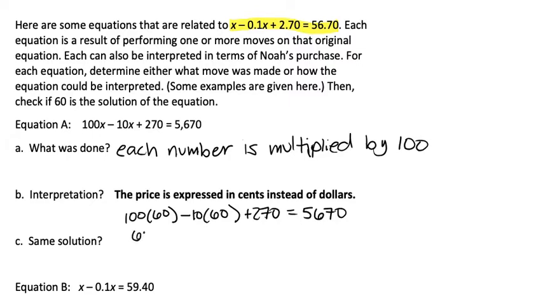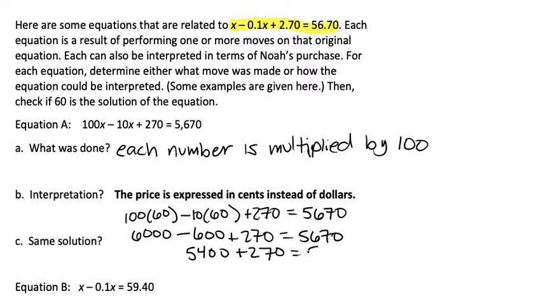So this is 6,000 minus 600 plus 270, and if I do this math, I get 5,400 plus 270, which is in fact 5,670. So that means that yes, it has the same solution as the original equation of 60.